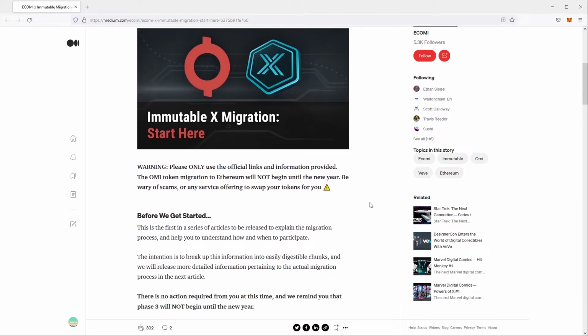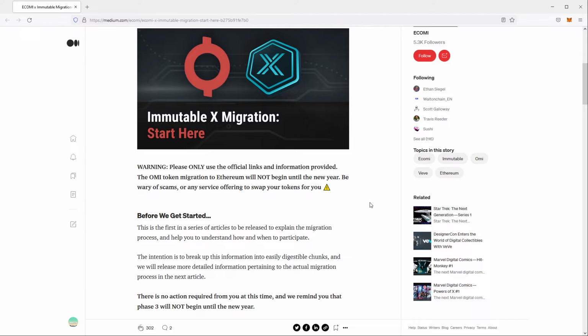And they start off with a little warning here. It says, please only use the official links and information provided. The OMI token migration to Ethereum will not begin until the new year. Be wary of scams or any service offerings to swap your tokens for you. I understand why they put this, because clearly there are people out there trying to get new investors or people that are unaware of how this whole thing works, and they could easily take your tokens before this whole thing moves.